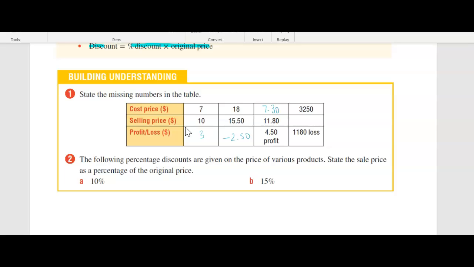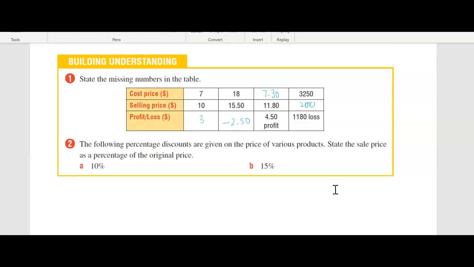All right, and then last one, we've made a loss of 1,180. So that means our selling price has to be less than our cost price by 1,180. Let me just quickly do that. Oh God, what am I doing? I might have to just check that. Doing everything in my head while talking. 3250 minus 1180. Yeah, I thought that was a 0 there. My bad. Okay, so 2070.